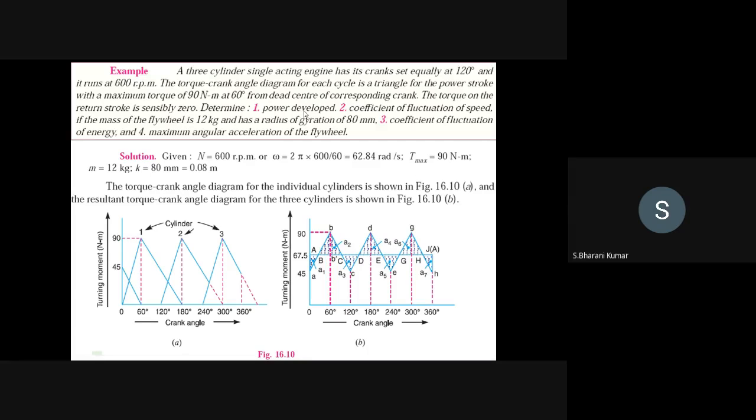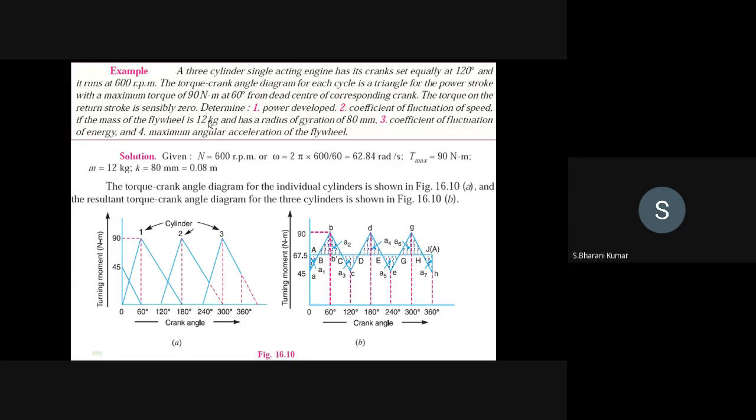Determine the power developed and the coefficient of fluctuation of speed. The mass of the flywheel is given as 12 kg and the radius of gyration is given as 80 mm. Also find the coefficient of fluctuation of energy and the maximum angular acceleration of the flywheel.